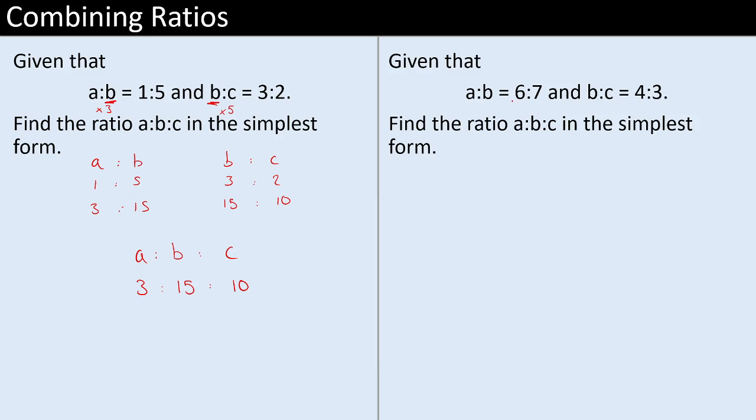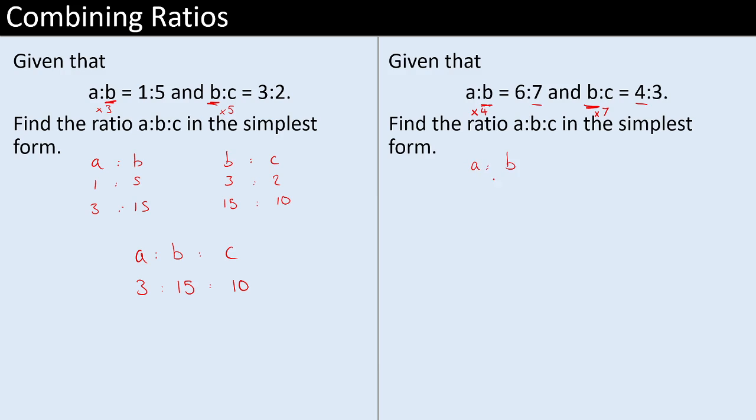Again, first thing we check to see which part the ratio has in common. It's the b's again. Okay, I clearly don't have an imagination. I'm looking to make those b parts the same, which is the 7 and the 4 for these ratios. 7 times 4 is 28, so that will be my common number. I'm going to have to times the 7 by 4 and the 4 by 7.